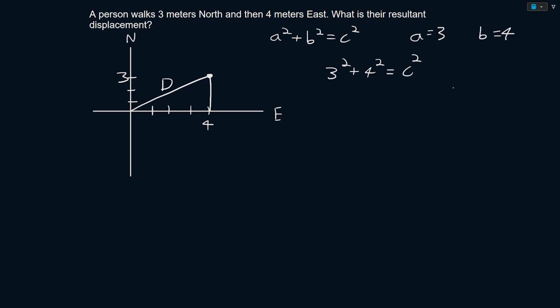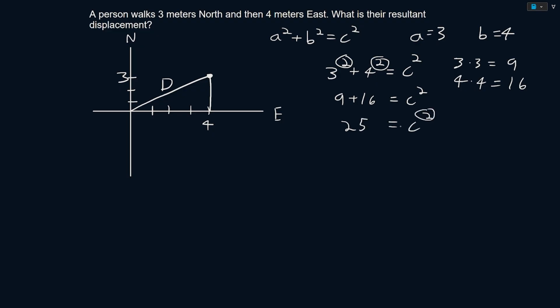3 squared is equal to 3 times 3, which is 9, and 4 squared is equal to 4 times 4, which is 16. 9 plus 16 is equal to our displacement squared, and 9 plus 16 is 25. To get rid of the square in our displacement, we must square root both sides. The square root of 25 is 5, and that is equal to the magnitude of our displacement, c.